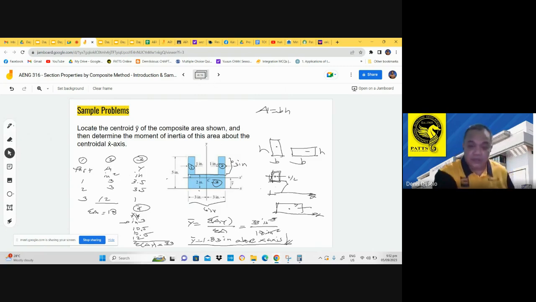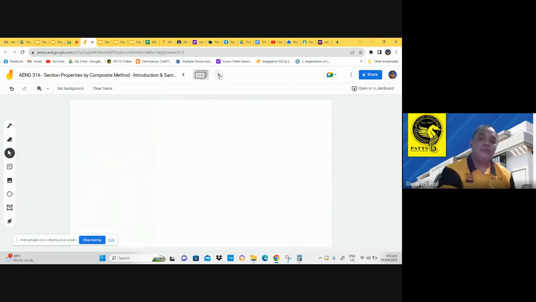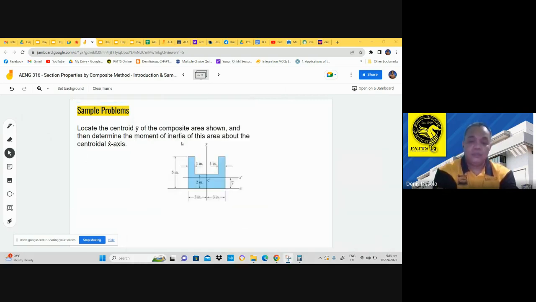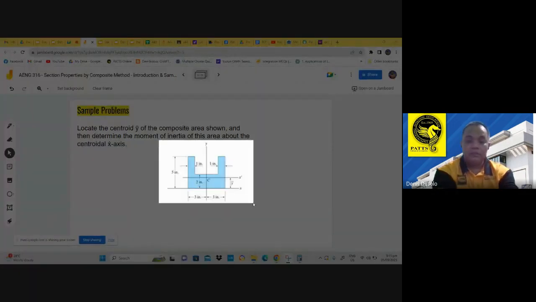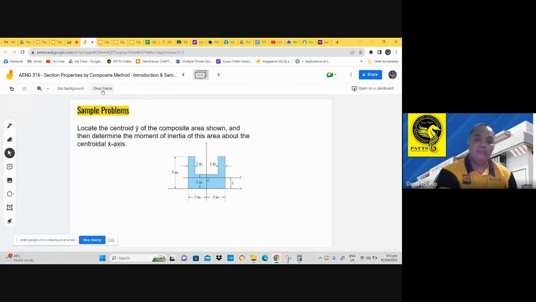So let me check. Use again the figure. So let me just snip this after. This is the entire figure, but I'm going to snip this again. I'm going to use this. Okay. And I'm going to clear the frame.